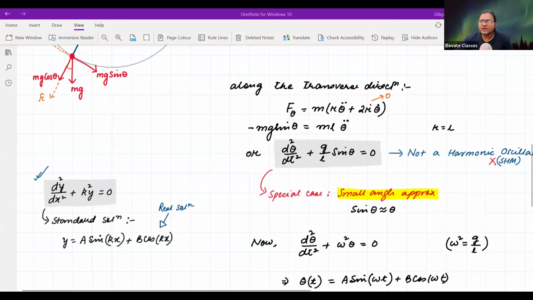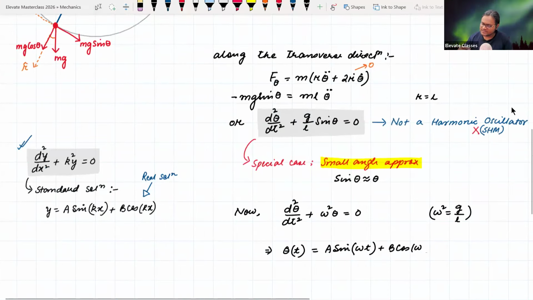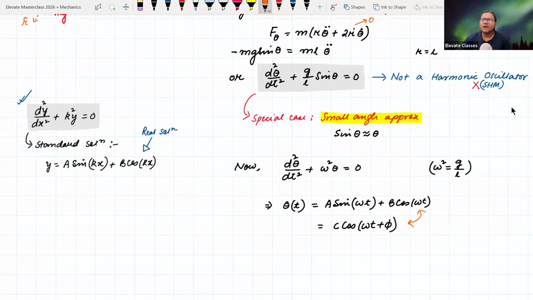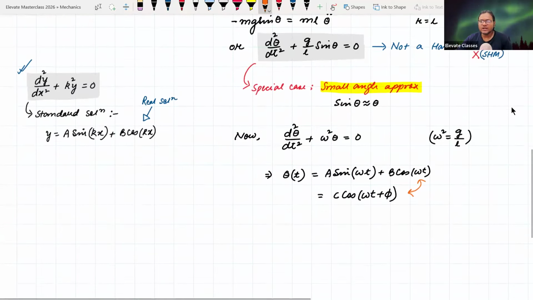There is another way of writing this same solution. It's a sum of sines and cosines. There are two ways of writing it. We can also write it as C cos(omega t plus phi). Both are the same. These are both the same. A and B and C are constants. Both are equivalent. Yes? Both are equivalent because cos(A plus B) is equal to cos A cos B minus sin A sin B, so both are equivalent.